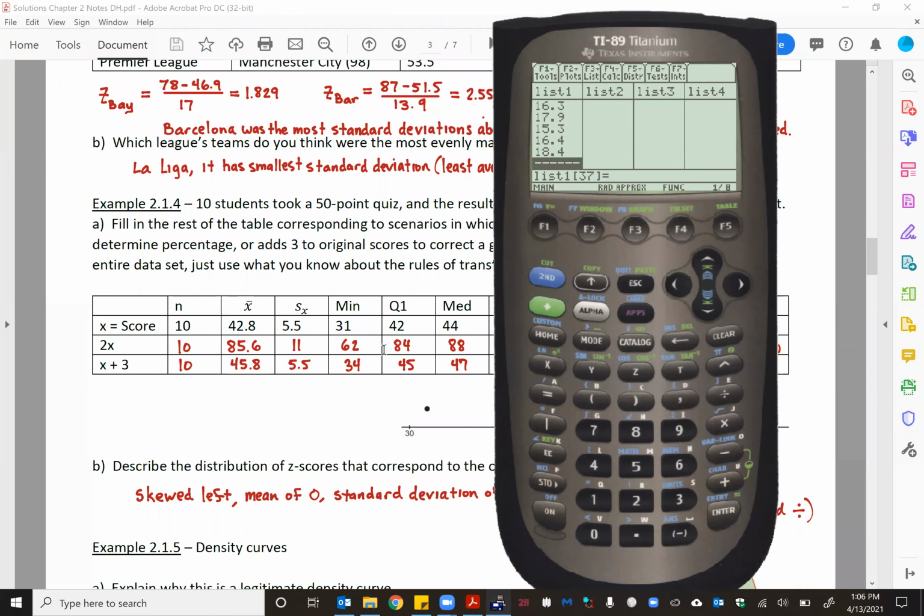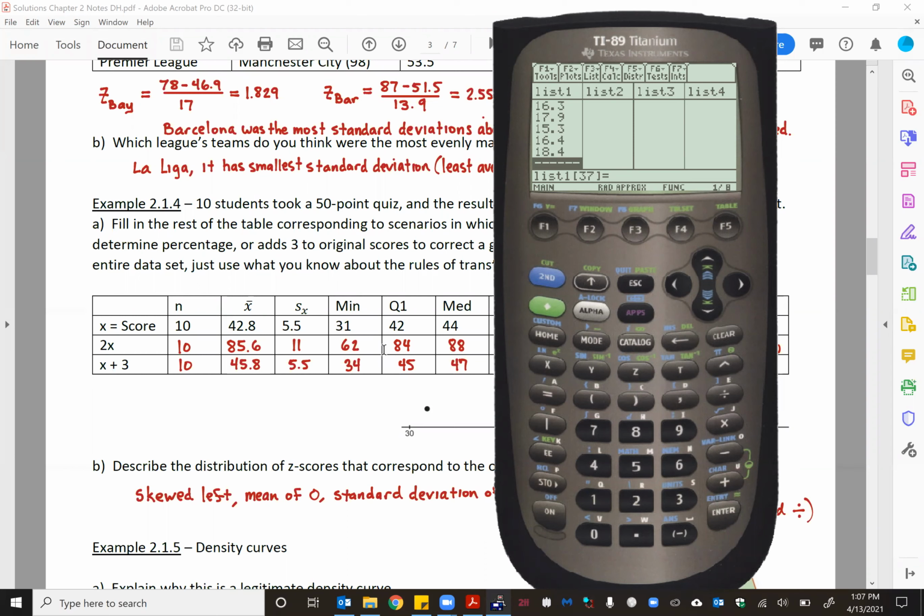Hello, everyone. In this video, we'll look at some calculator tricks that correspond to Chapter 2 of the course. Most notably, I will show you how to quickly and precisely calculate normal calculations. It's actually a really cool way to get answers that are going to be more exact than what you can get off a formula sheet.